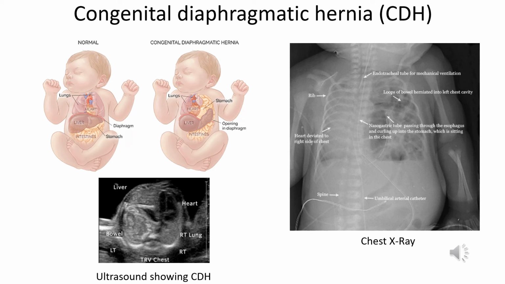In this picture, you can see the diaphragm, which is a sheet of flat muscle that separates the heart and lungs from the abdominal cavity. In congenital diaphragmatic hernia, a hole in the diaphragm allows abdominal organs to move into the chest and restrict lung development.